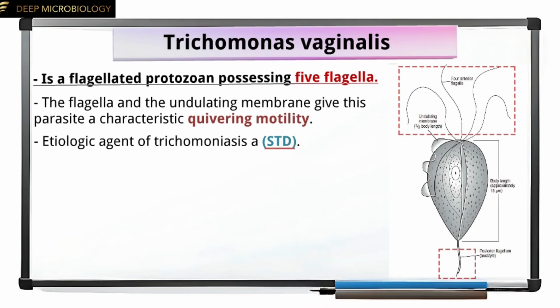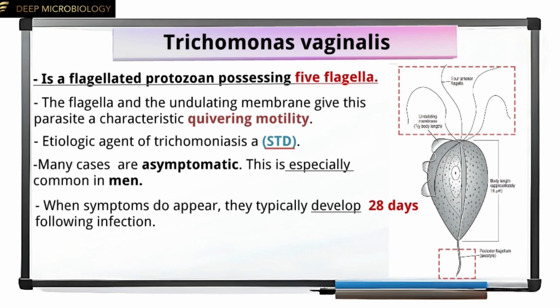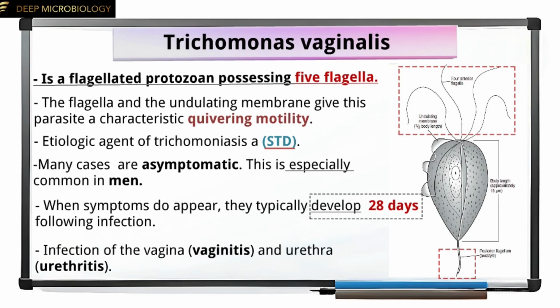Many cases of Trichomonas vaginalis infection are asymptomatic, meaning that the infected person does not show noticeable signs. This is especially common in men, who often act as silent carriers and unknowingly transmit the infection to their sexual partners. When symptoms do appear, they typically develop 2 to 8 days following infection. Trichomonads most frequently represent an infection of the vagina, vaginitis, and urethra, urethritis.